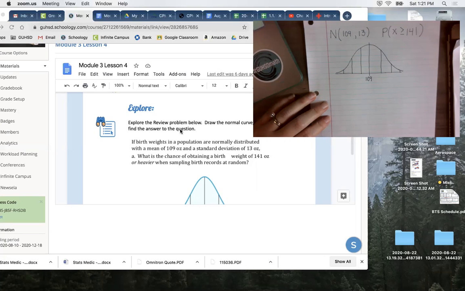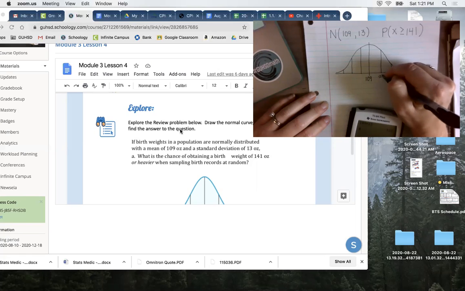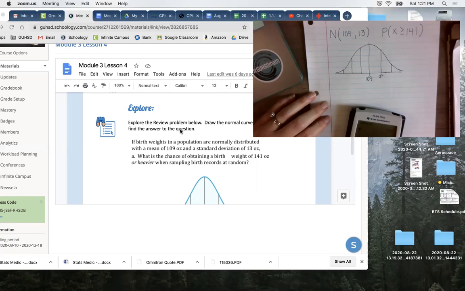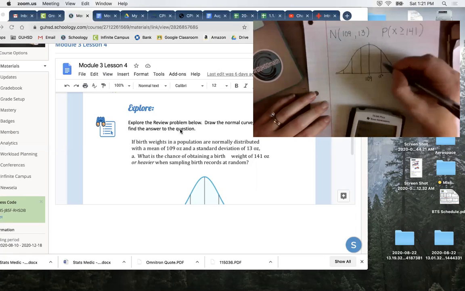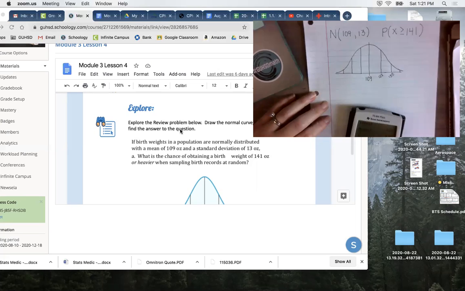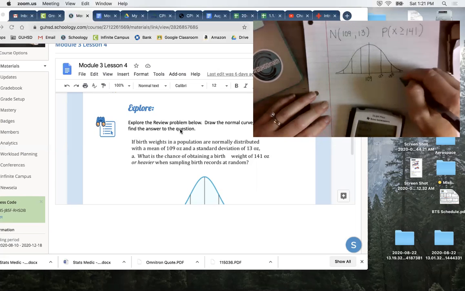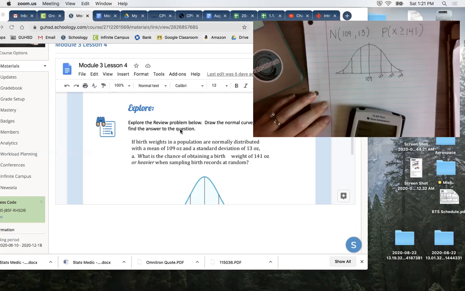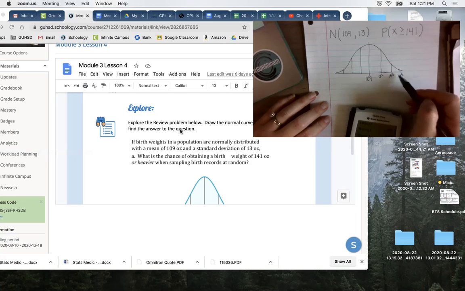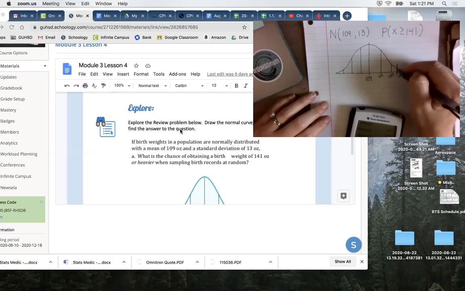And what I'm going to do is take my 109 and add 13 ounces. So this would be at 122, 1 standard deviation away. I'm going to add another 13 ounces. I'm at 135. And finally, adding another 13, I'm at 148. It shows me that if I'm talking about 141, it's going to be up here somewhere.